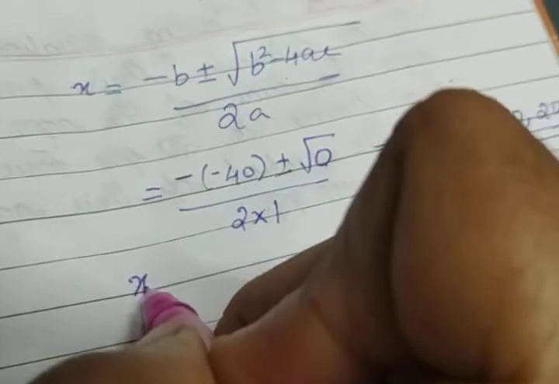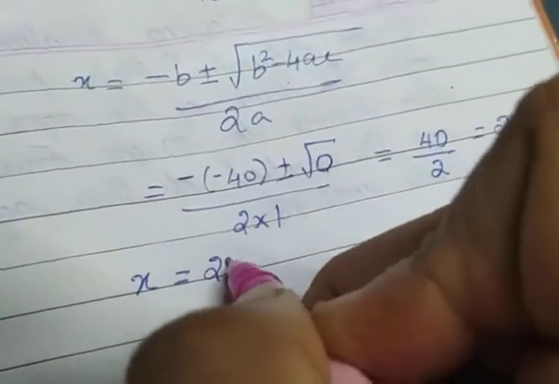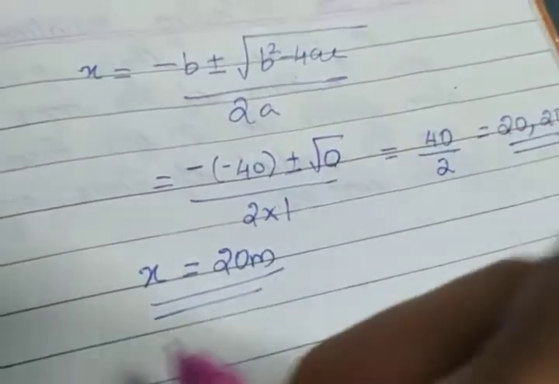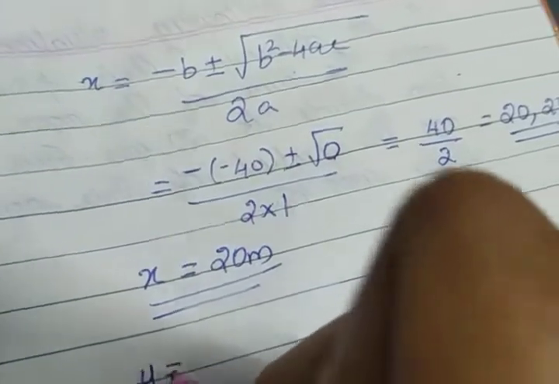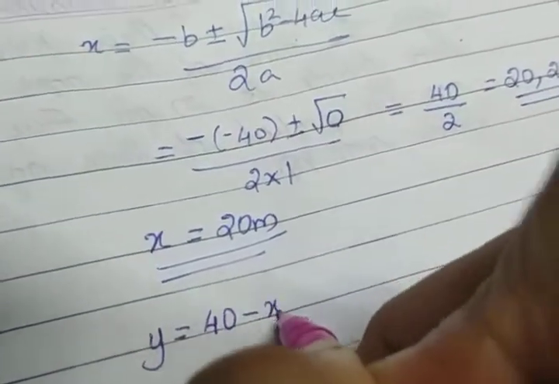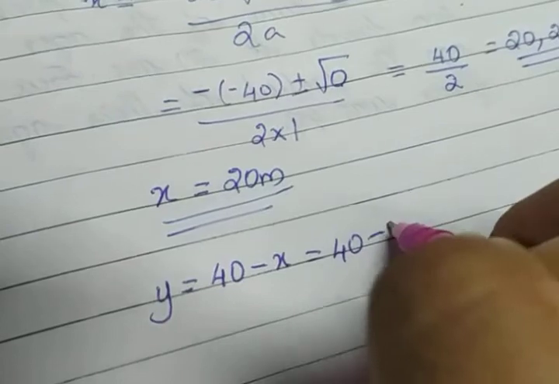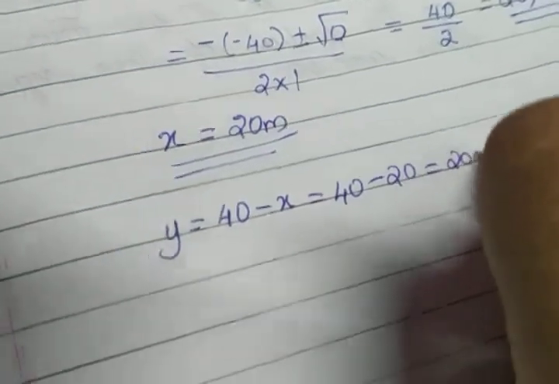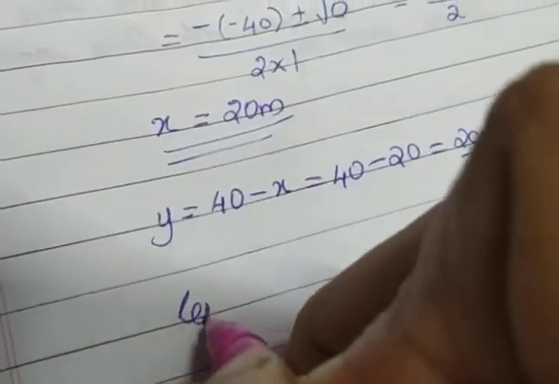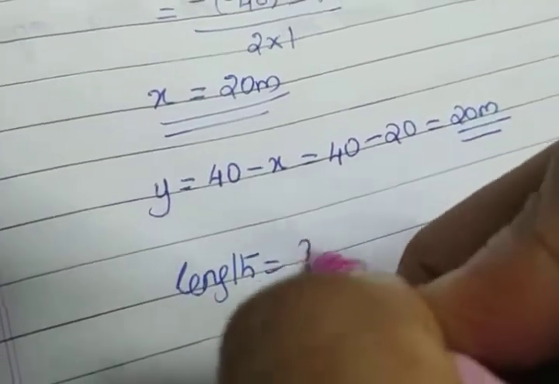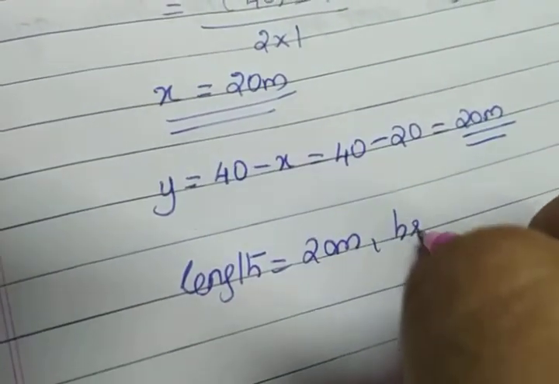So what was x? x was the length of the rectangle. We can take the value as 20 meter. And what was our breadth, y? y is equal to 40 minus x, that is 40 minus 20, which is again 20 meter. So what we are getting is length is equal to 20 meter and breadth is equal to 20 meter.